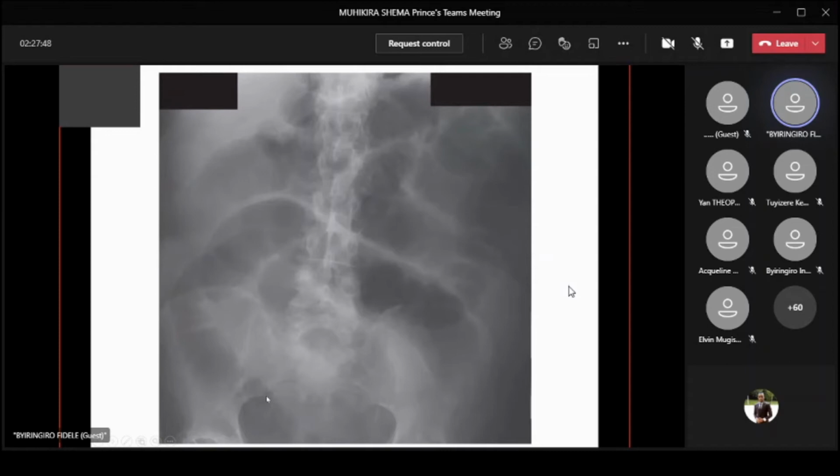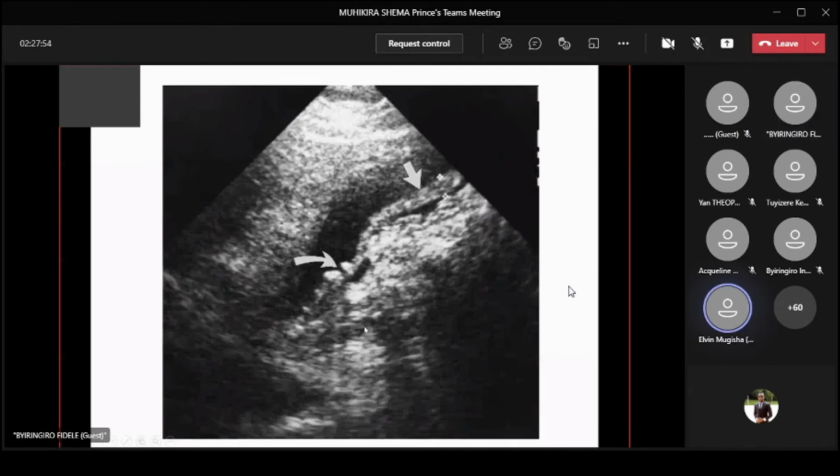Okay. So what is this? An ultrasound. What is the organ being scanned? Okay, this is an ultrasound of the gallbladder. You see, this is the gallbladder. This is what we call a gallstone, which you can see on an ultrasound.